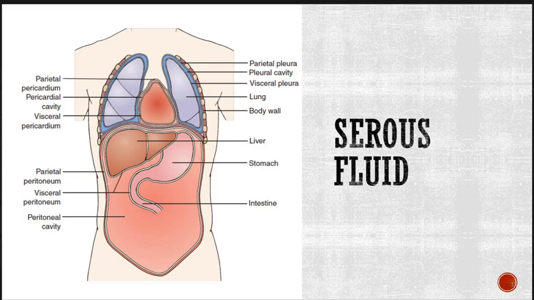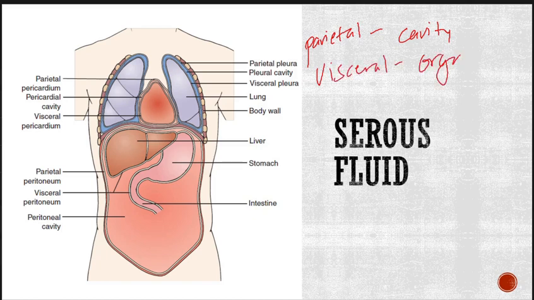Your cavities are lined by two membranes. So you have a parietal. The parietal membrane is the one lining the cavity. The second one, visceral, is the lining of the organ. So, for example here, this is the visceral, the lining of the organ. Parietal is the lining of the cavity. In between that, you have your cavity itself.